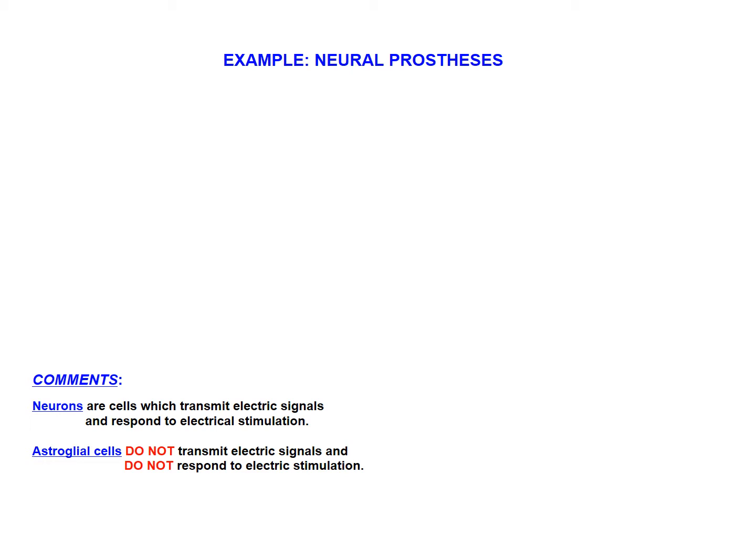The brain contains many cells. Among them are the neurons. These are the cells which transmit electric signals and also respond to electrical stimulation from the outside world. Many other cells in the brain are the astroglial cells. In contrast to what the neurons do, the astroglial cells do not transmit electrical signals and do not respond to electrical stimulation.